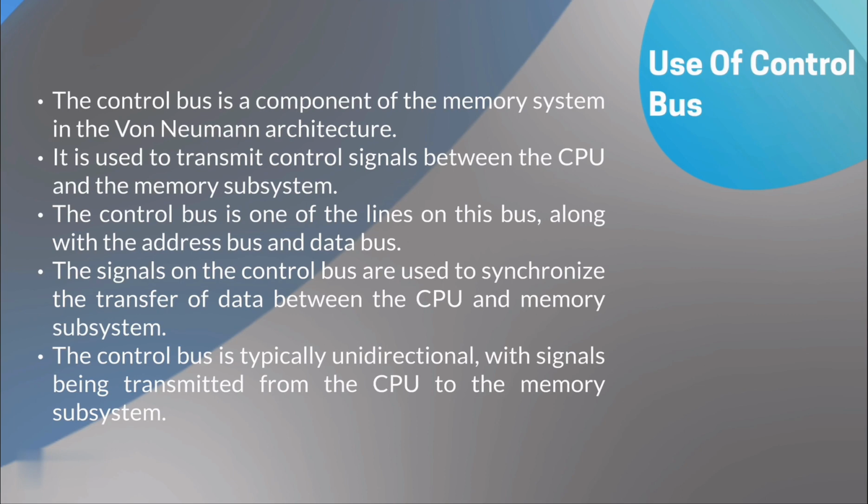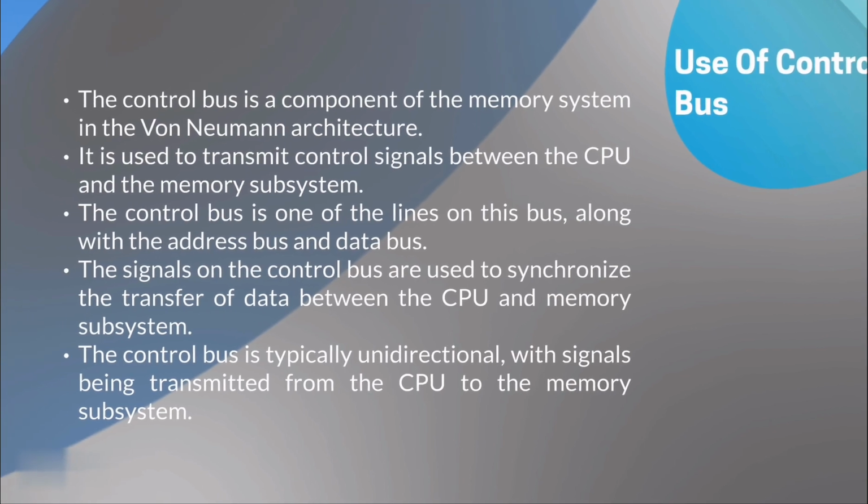Now the other uses are that the control bus is responsible for transmitting control signals such as the address of the instruction to be fetched, the data to be written to or read from the memory, and status signals. It also helps to control the flow of data and instructions, and ensures that each step is executed correctly. Also, the control signals are used to synchronize the activities of different components and to ensure that instruction and data transfers are done correctly.